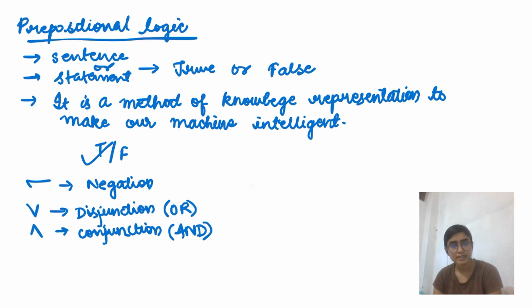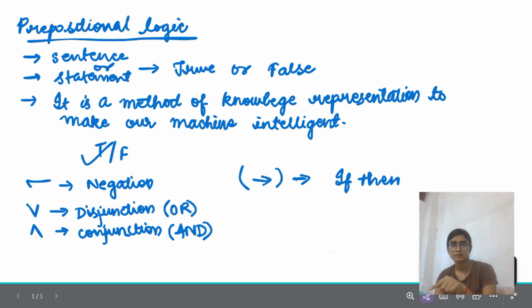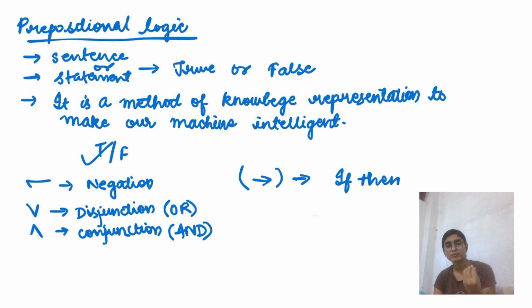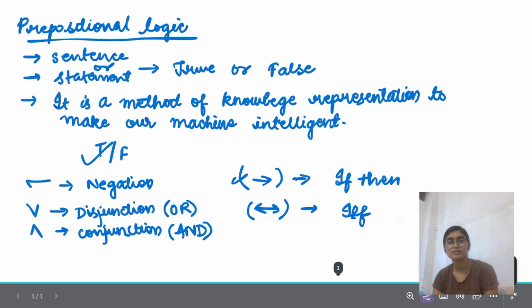And the next symbol is this one. Let me write it in brackets. It says if then, like if it is true then it is true. For example, if today it rains then the road will be wet. So this is the example of this symbol. Okay, and let's see the next one. So the next one is like this, and this means if and only if, and we can write it in short. If and only if. Okay, so thank you. This is all for propositional logic.